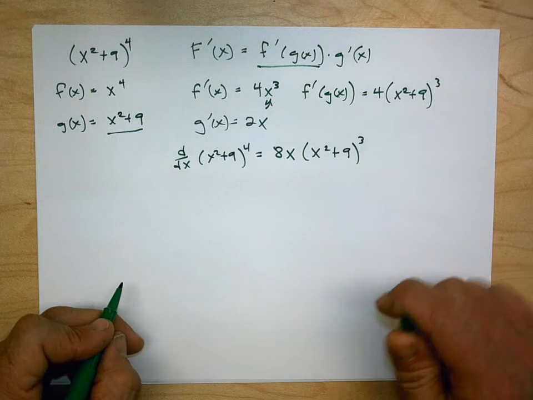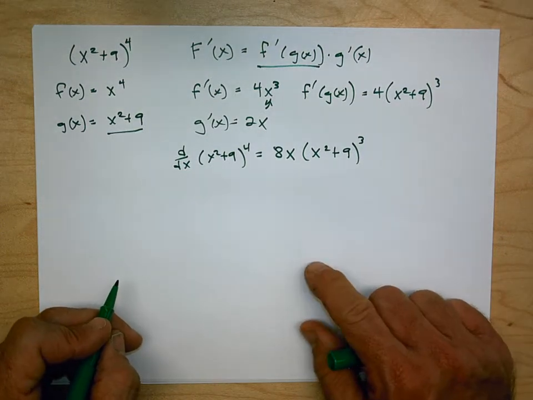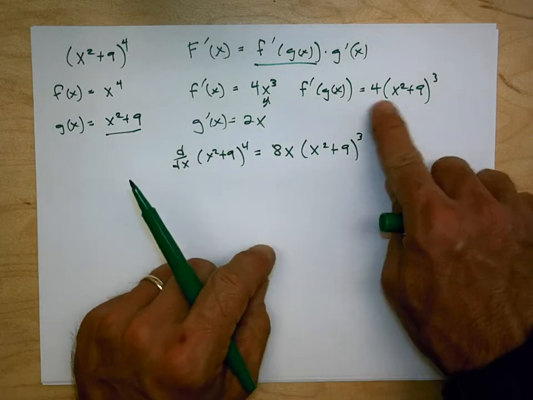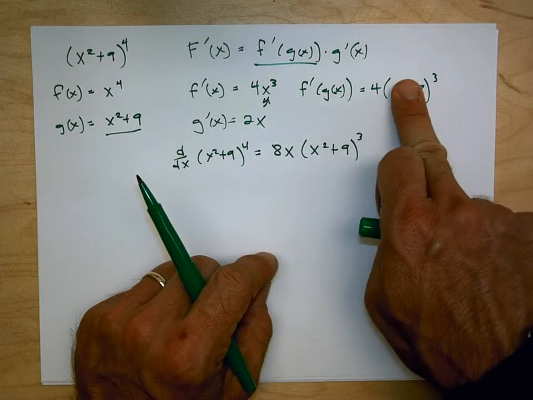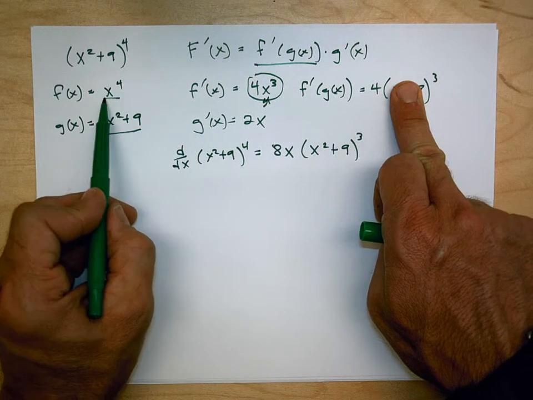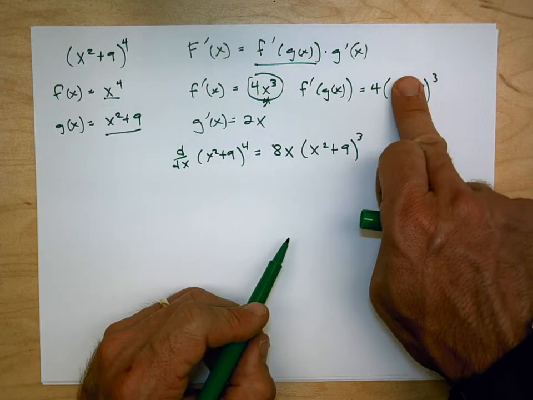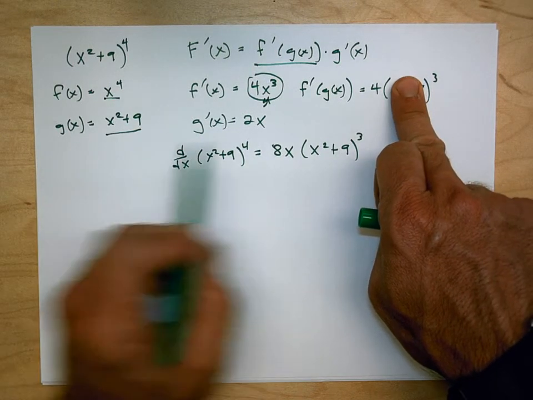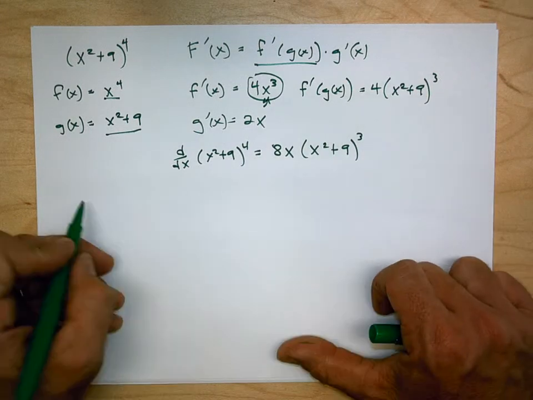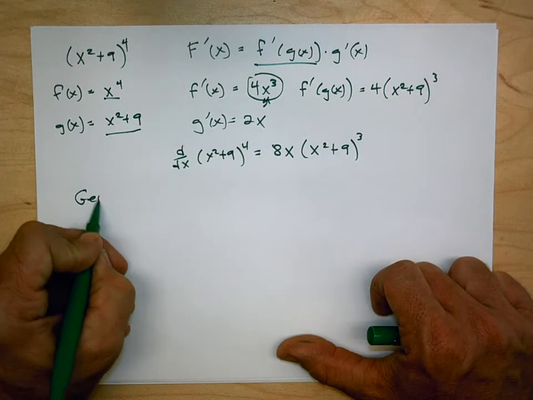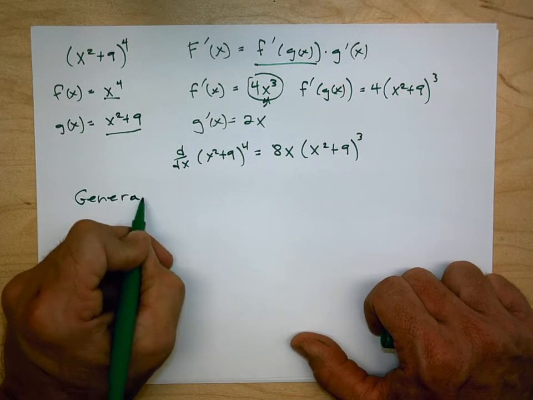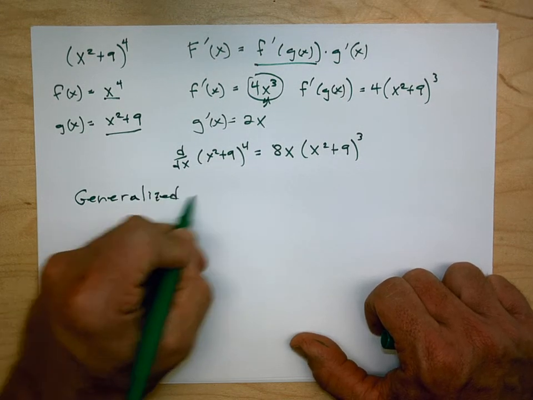I want to point out here that we can generalize this idea. Notice that this looks a lot like just the power rule, right? Because we use the power rule here to get the derivative of x to the fourth, and we just left this piece, we put g of x back in, but otherwise it's just the power rule. So we have this idea, call it the generalized power rule.